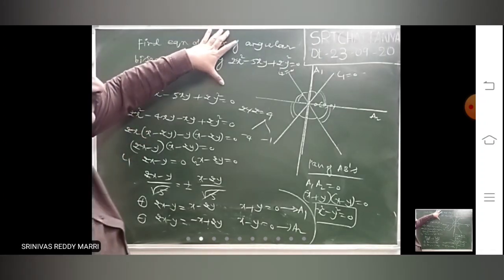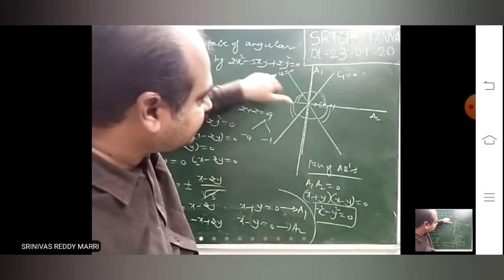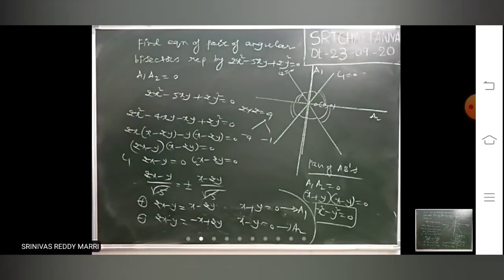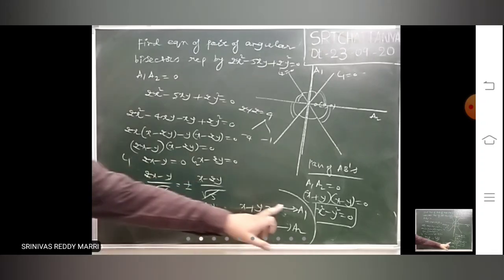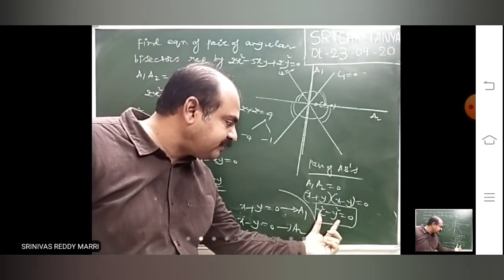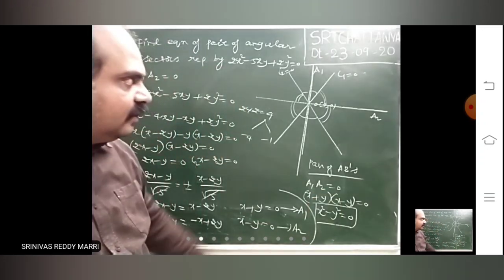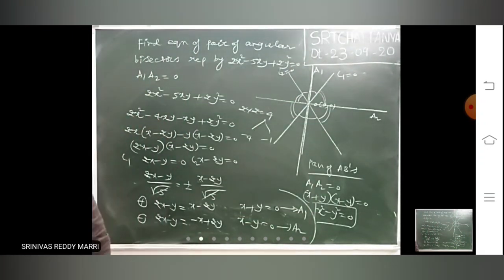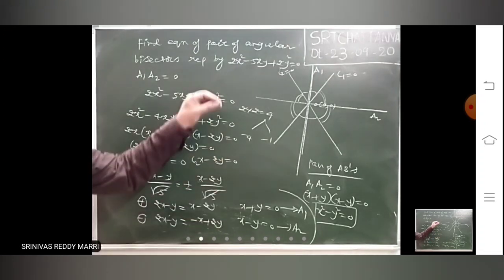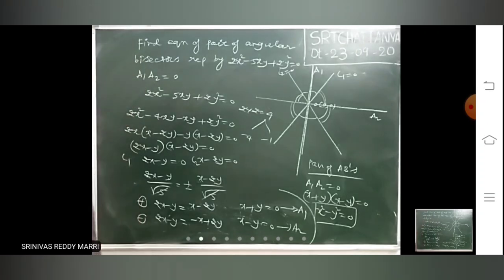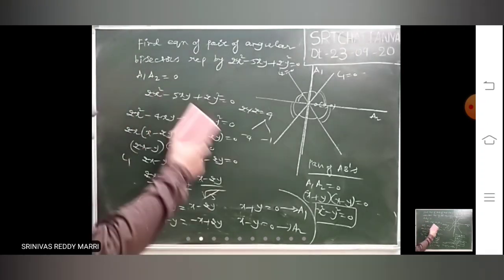Pair of angular bisectors means there are two bisector lines. The combined equation of those two lines is nothing but the pair of angular bisectors. If you split, you will get two lines, x plus y into x minus y equal to 0. One is one angular bisector and another one is the other angular bisector. Like that, equation of pair of angular bisectors means combined equation of angular bisectors. So this is the actual way of doing.